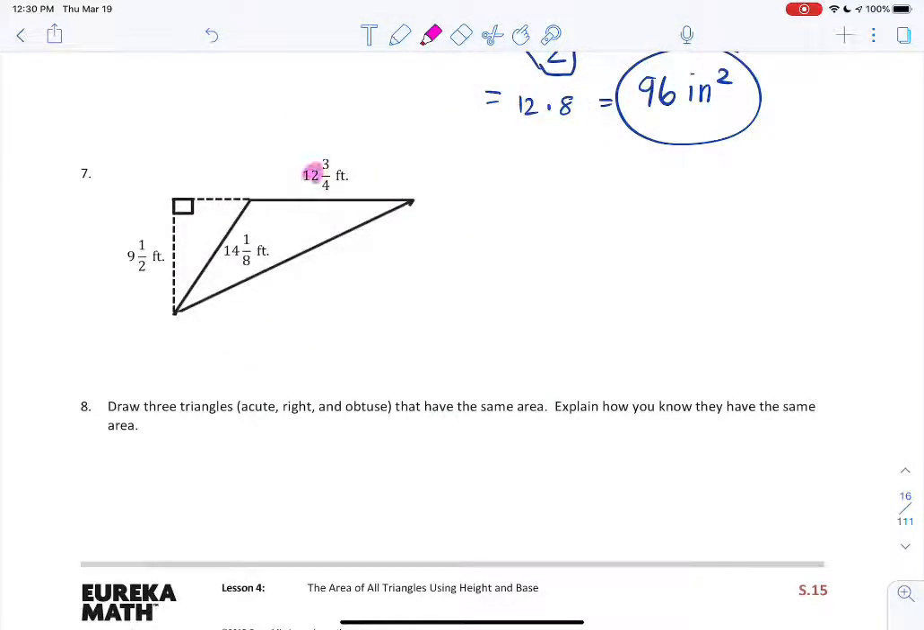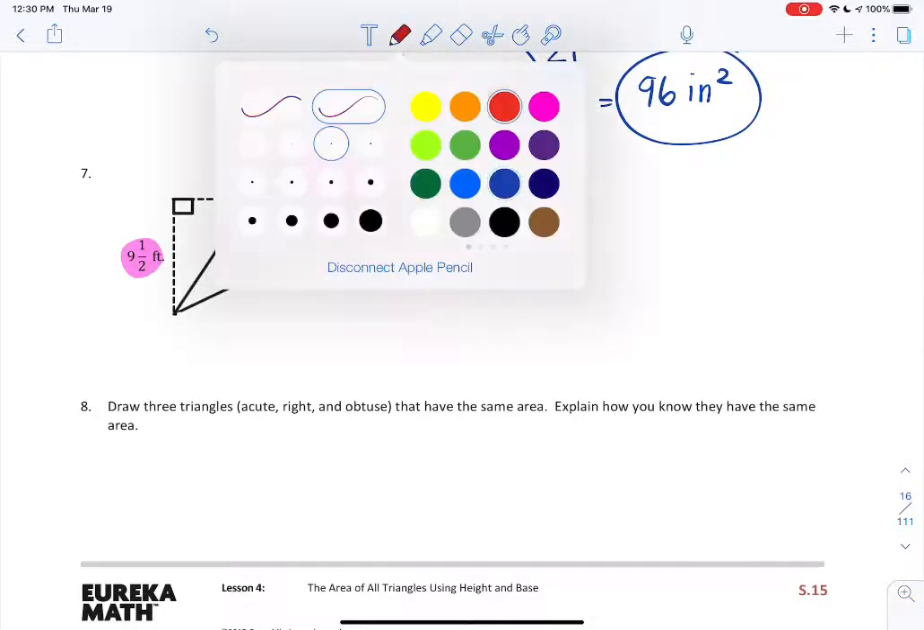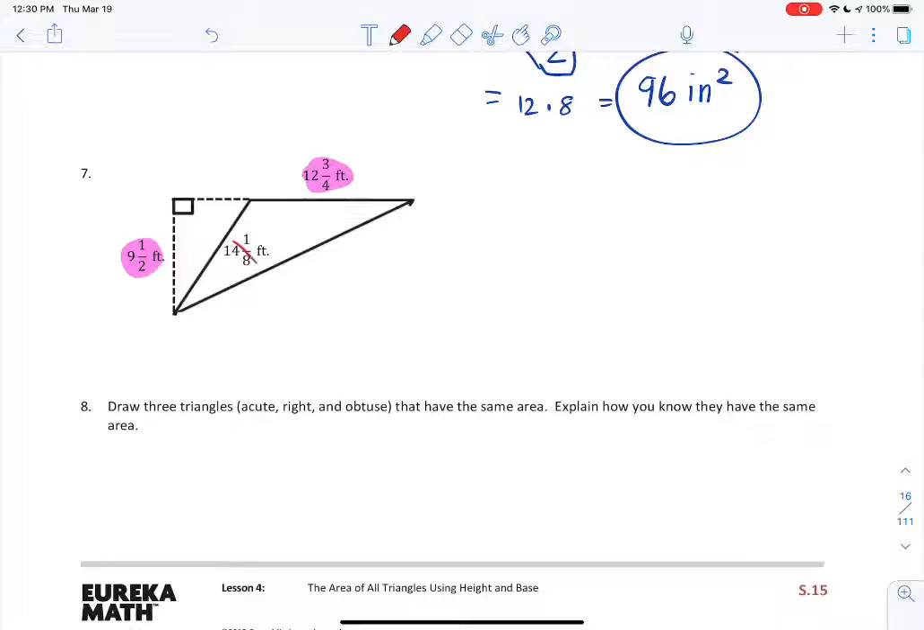The base of this triangle, I'm looking at it kind of upside down. If I were to rotate it all the way around, is 12 3/4, and the height is 9 1/2. So that means that this number 14 1/8 is not necessary. I don't need to know it.